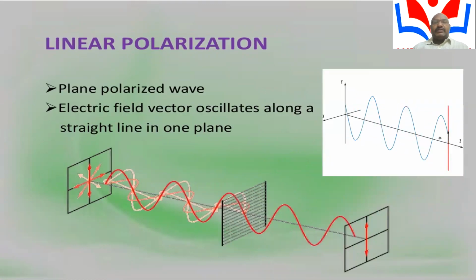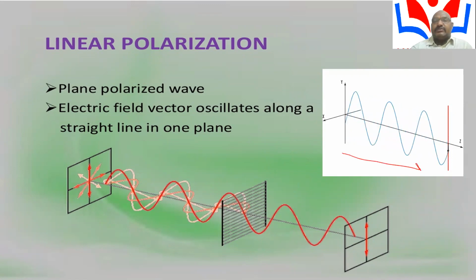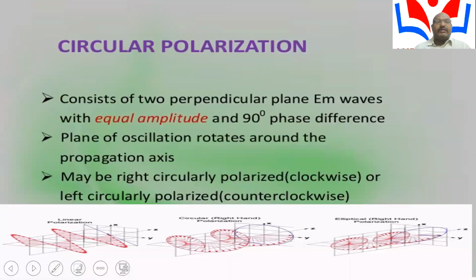So linear polarization is the plane polarized wave. It is always a sinusoidal wave, a plane polarized wave. The electric field vector oscillates along a straight line in one plane. So that is called linear polarization.